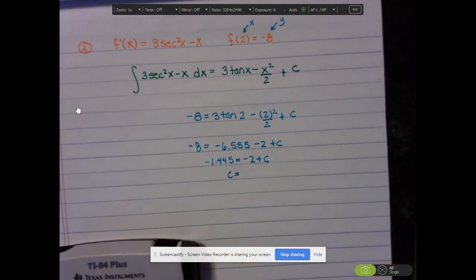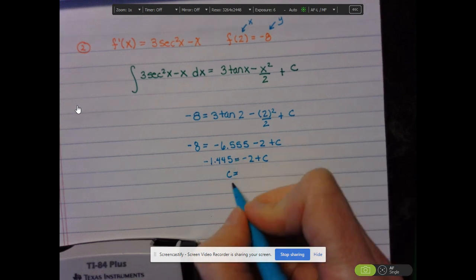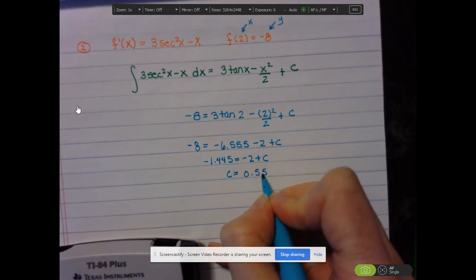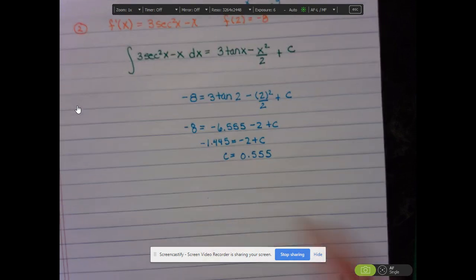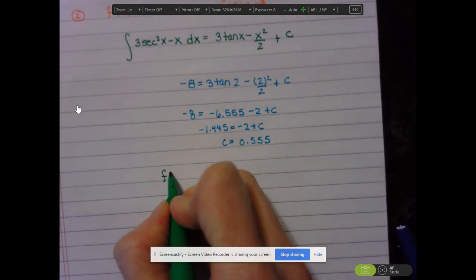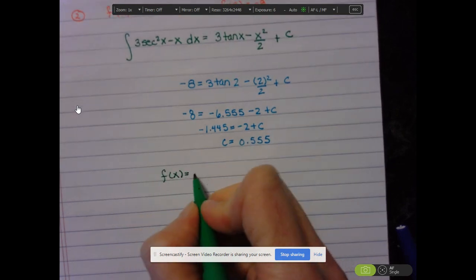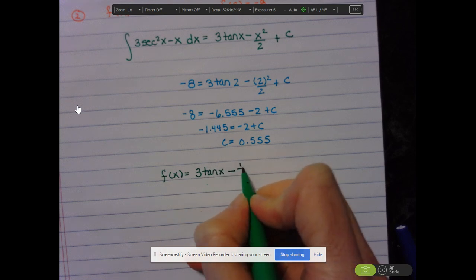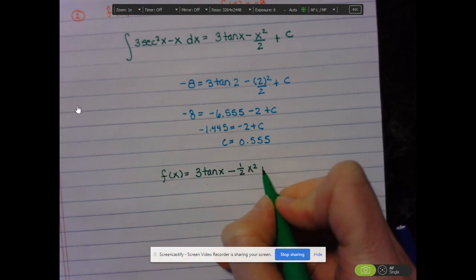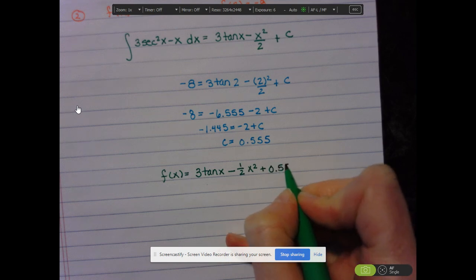So c is equal to 0.555. There's my value of c. So I can say that my function, the original function, f of x, is equal to 3 tangent of x minus 1/2 x squared plus 0.555.